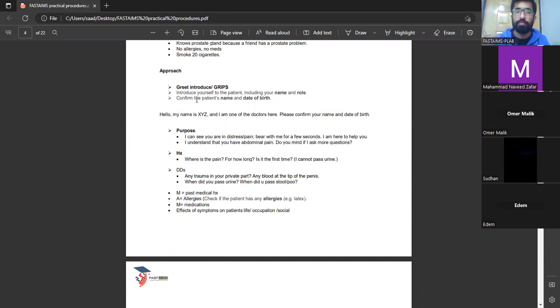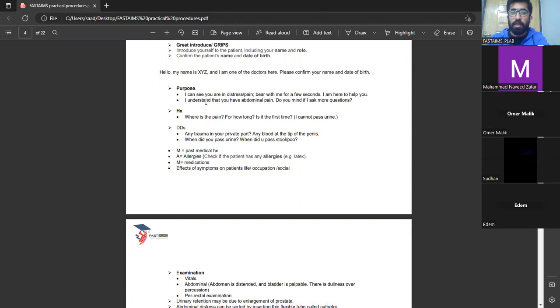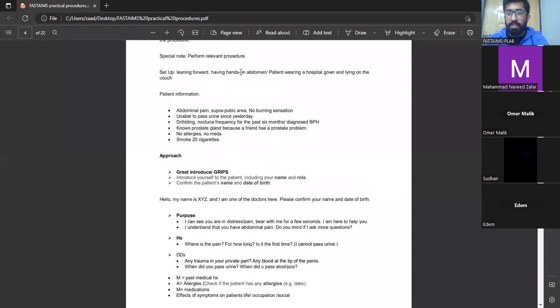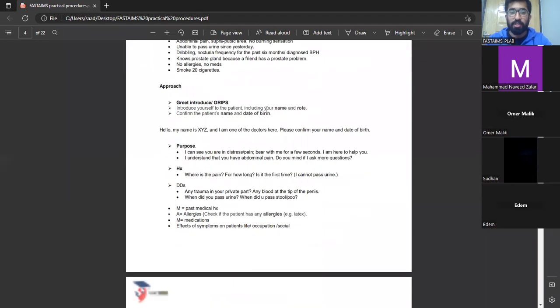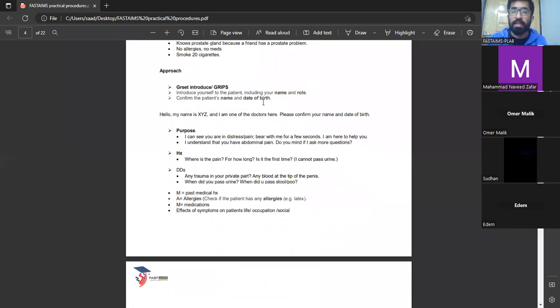You enter into the room. There you greet, you introduce yourself: my name is this and I am one of the F2s, I am one of the doctors here. So now you have entered the room and the patient is not looking at you. Now your approach should change a little bit. You know the patient's name. He is Peter Jefferson. Hello, Peter. My name is Dr. Junaid. I am one of the doctors here.